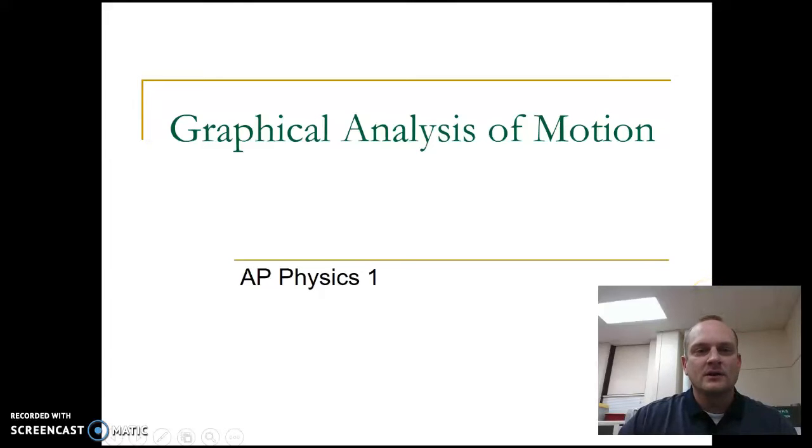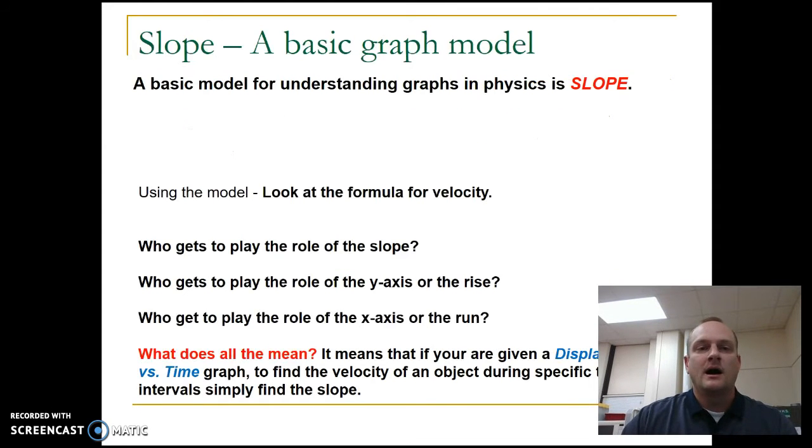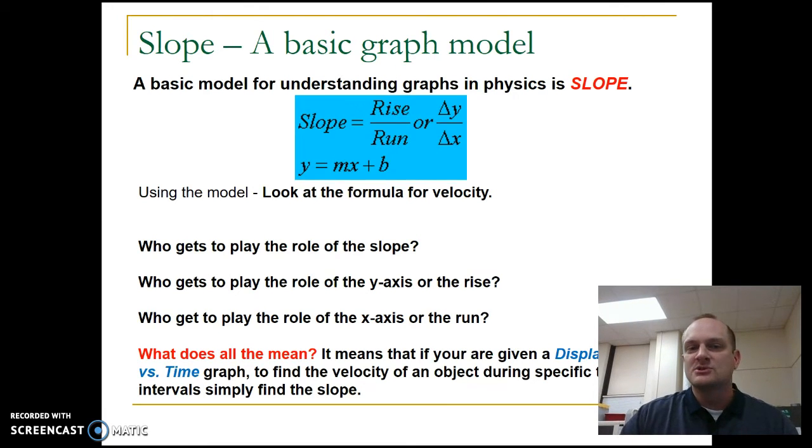Okay, everybody, so today we're going to look at graphical analysis of motion. So how can we take motion and describe it using graphs? The first thing we need to know is about slope, right? So we're going to use a basic graphing model here, and that model is the slope of something. And if you remember, slope is rise over run, or the change in y over the change in x, right? How far up did I go divided by how far over I went?